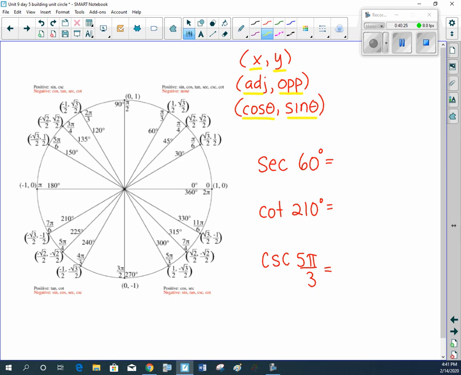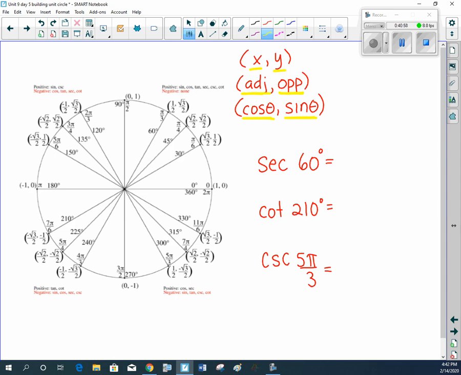X before y, adjacent before opposite, cosine sine. They are all in alphabetical order if you're looking at the first letter of everything. So that's an easy way to remember it. If you're like, oh man, which one is cosine, which one is sine? Just remember, it's alphabetical order. C comes before S. Which one's the adjacent side? Which one's the opposite side? Alphabetical order. Adjacent side first, opposite side second. So that's one little trick to help you to remember how they're ordered in their ordered pairs.